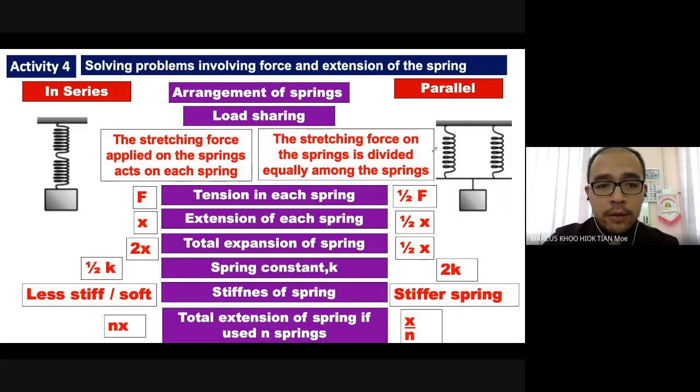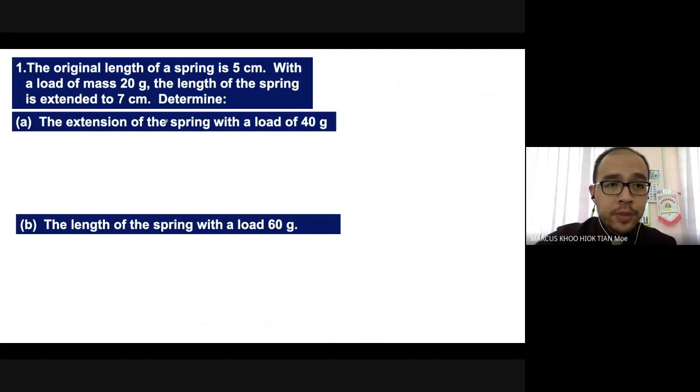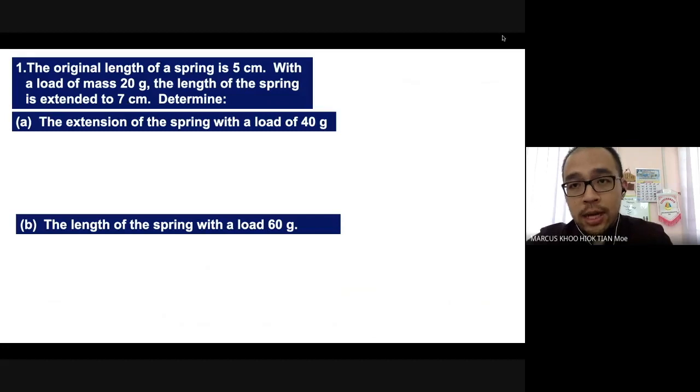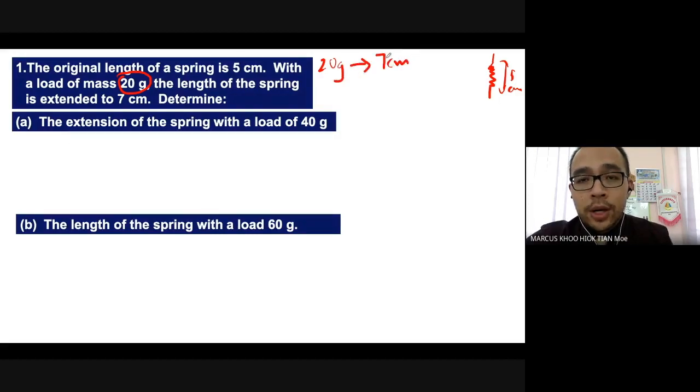Okay, so let me give you, let's say this situation. The original length of a spring is 5 cm. If I draw this out now, oh dear, hold on. The original length of the spring, dia ada beban, so the whole thing over here is 5 cm. When you put a mass of 20 grams, the length of the spring is extended to 7 cm. So kalau saya letak 20 grams, the spring akan menjadi 7 cm. My question is, how much is the extension?